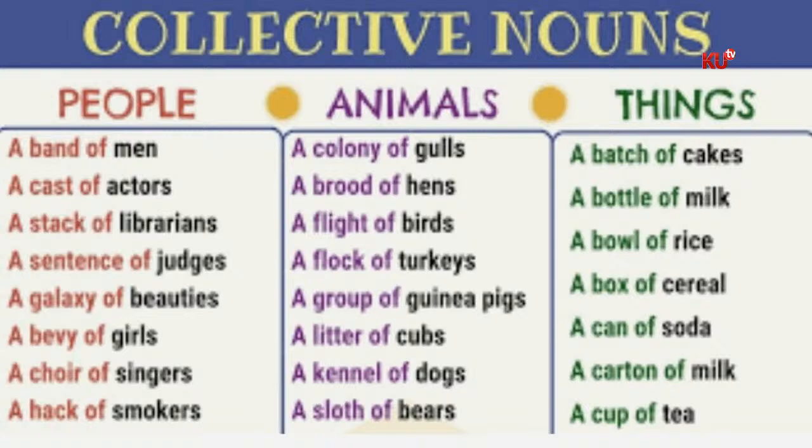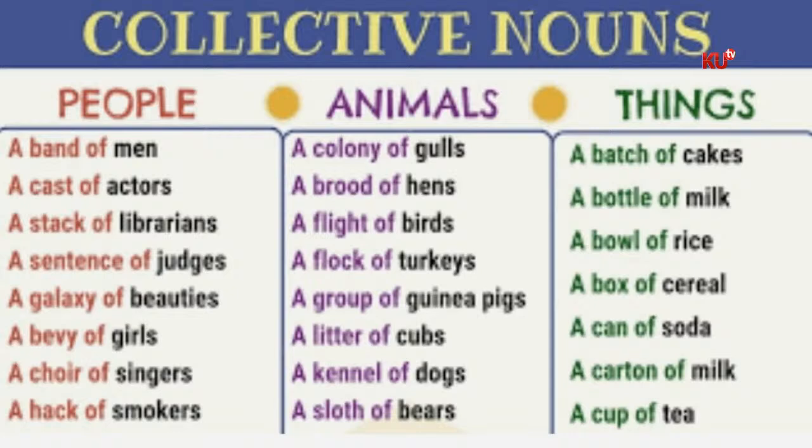A can of soda. Soda is also an uncountable noun. But when we put it in a can, we don't count it as an uncountable noun. We now frame it as a collective noun, calling it a can of soda. It is viewed as a single unit.